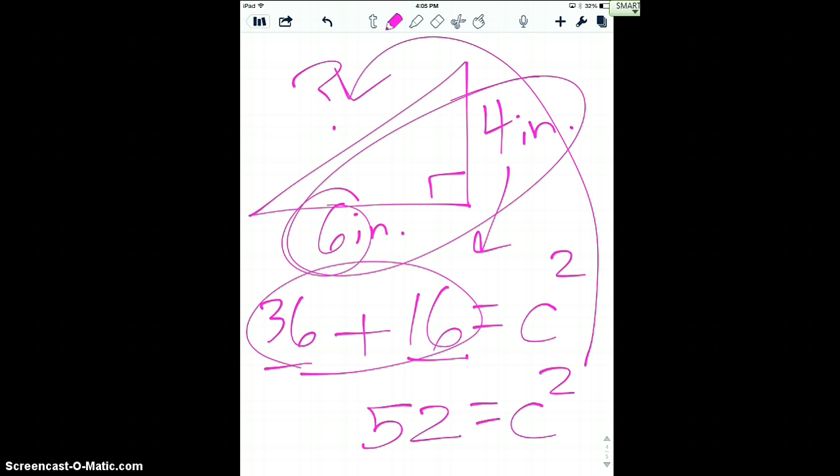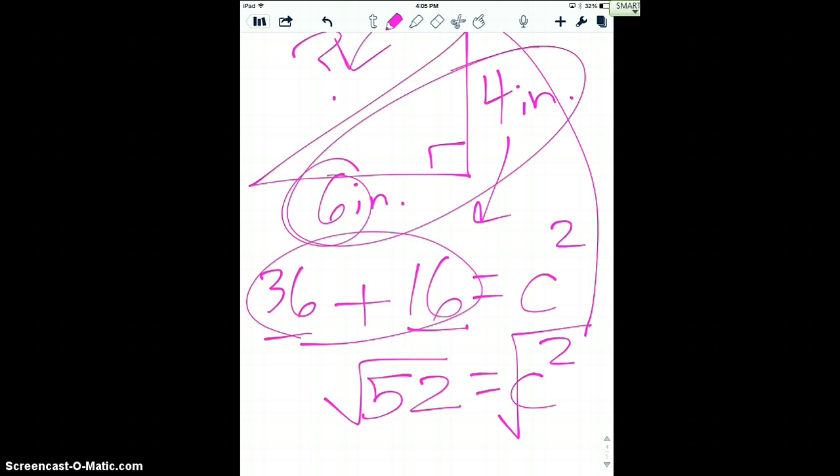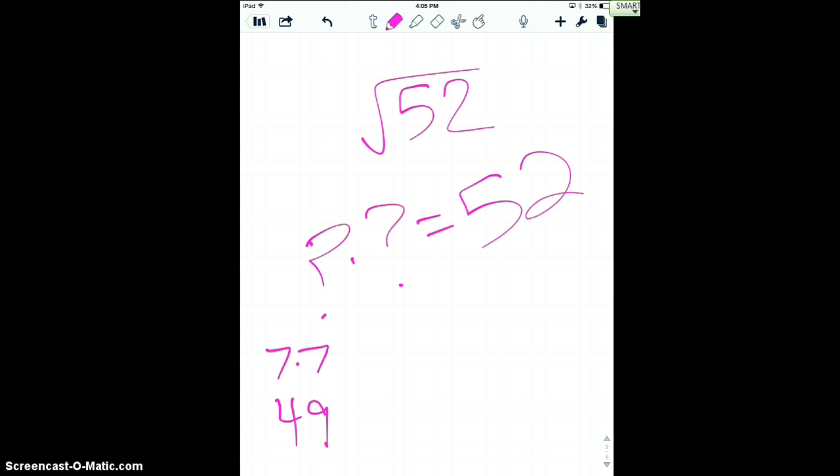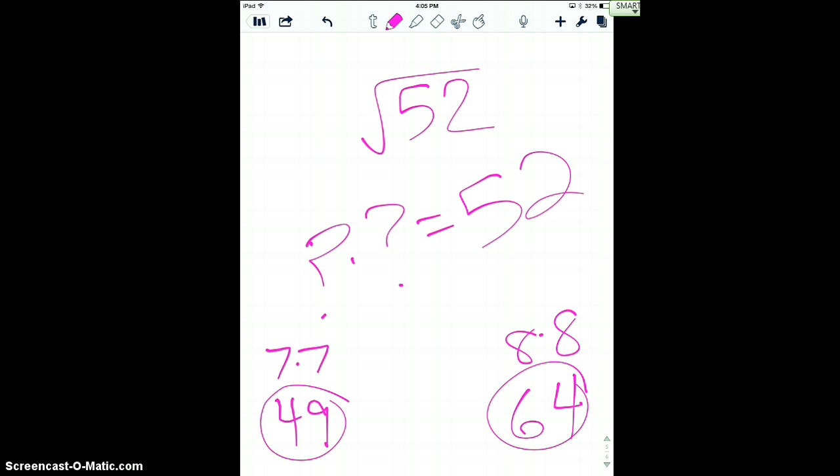Now I run into an issue. And you might be like, well, what issue? I don't see an issue. Oh man, there's an issue. Because if I take the square root of 52, I'm trying to think what number times itself gives me 52. Well, I know 7 times 7 is 49. That's a perfect square. And 8 times 8 is 64. So this is going to be a decimal. So my value for c, my hypotenuse, is not a whole number.